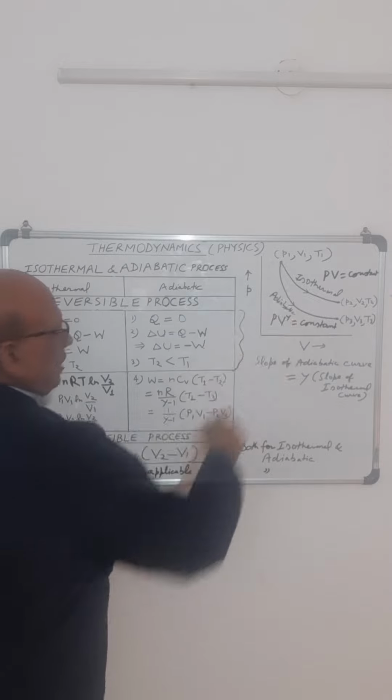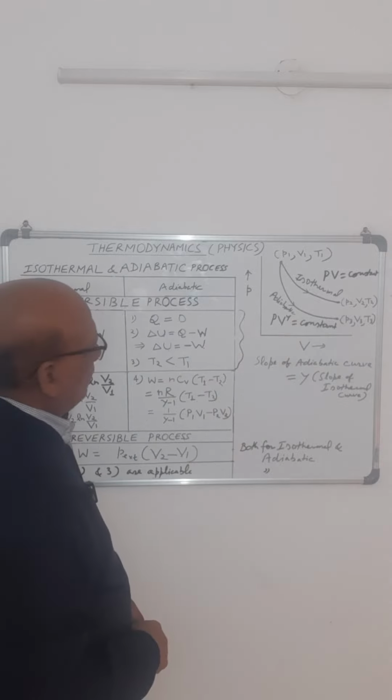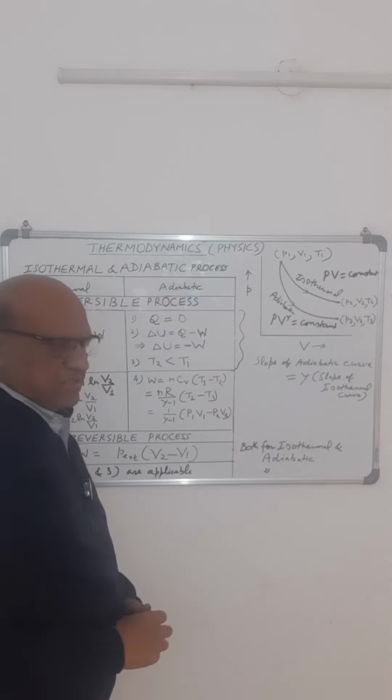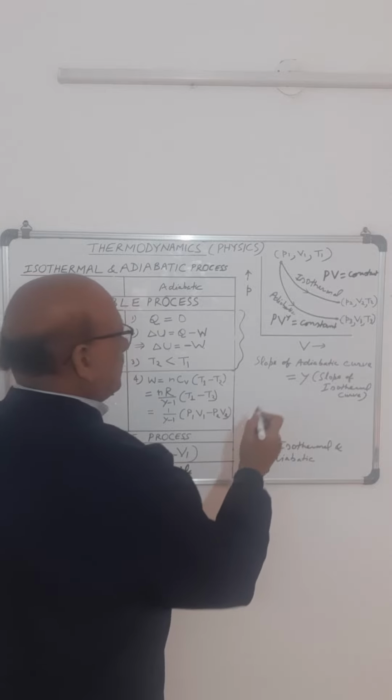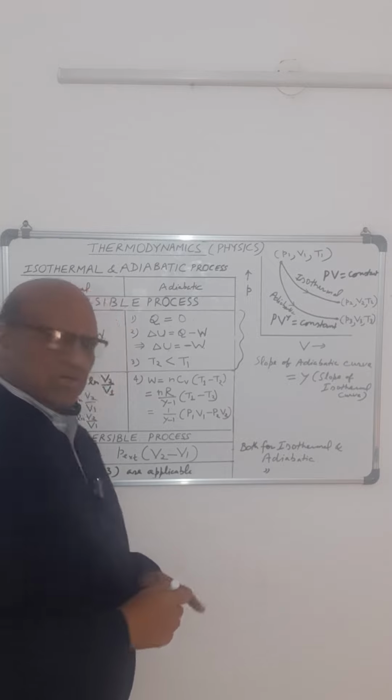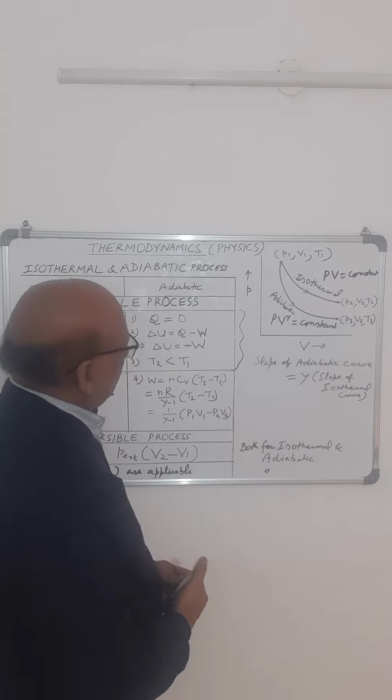And these two curves are for the reversible processes, where the difference between the internal pressure and external pressure is only dP. That is, the external pressure is almost equal to the internal pressure during the process.